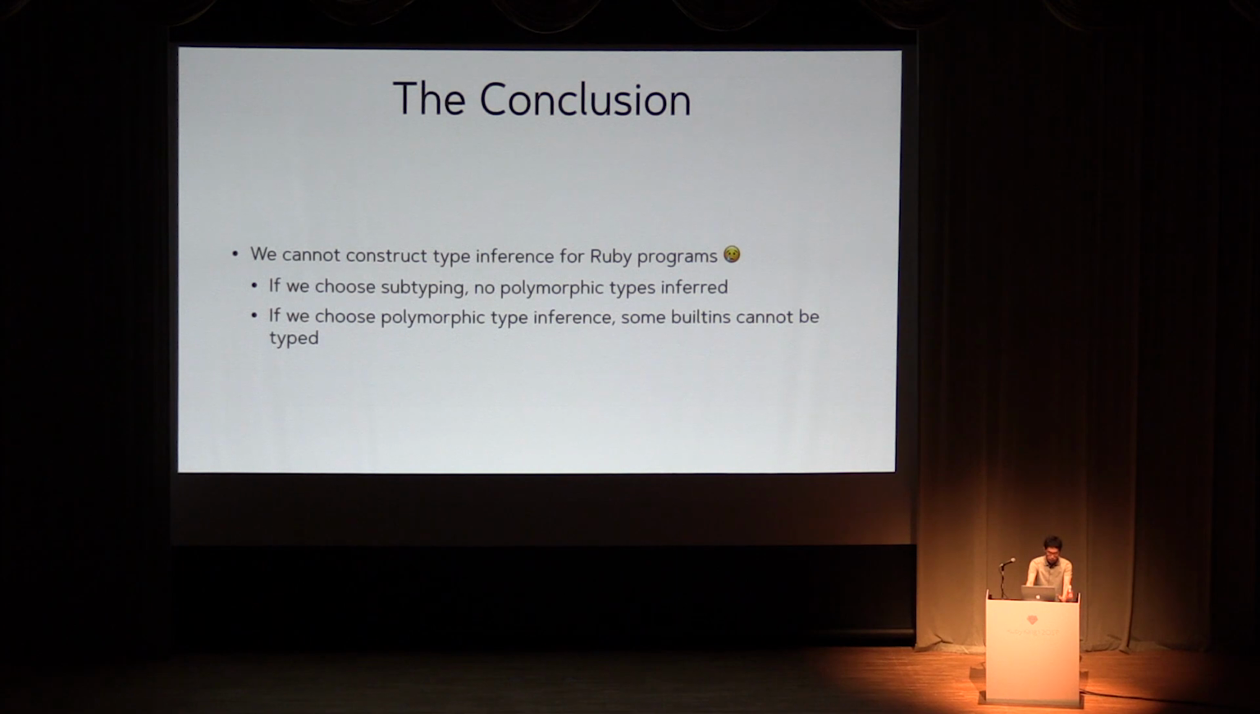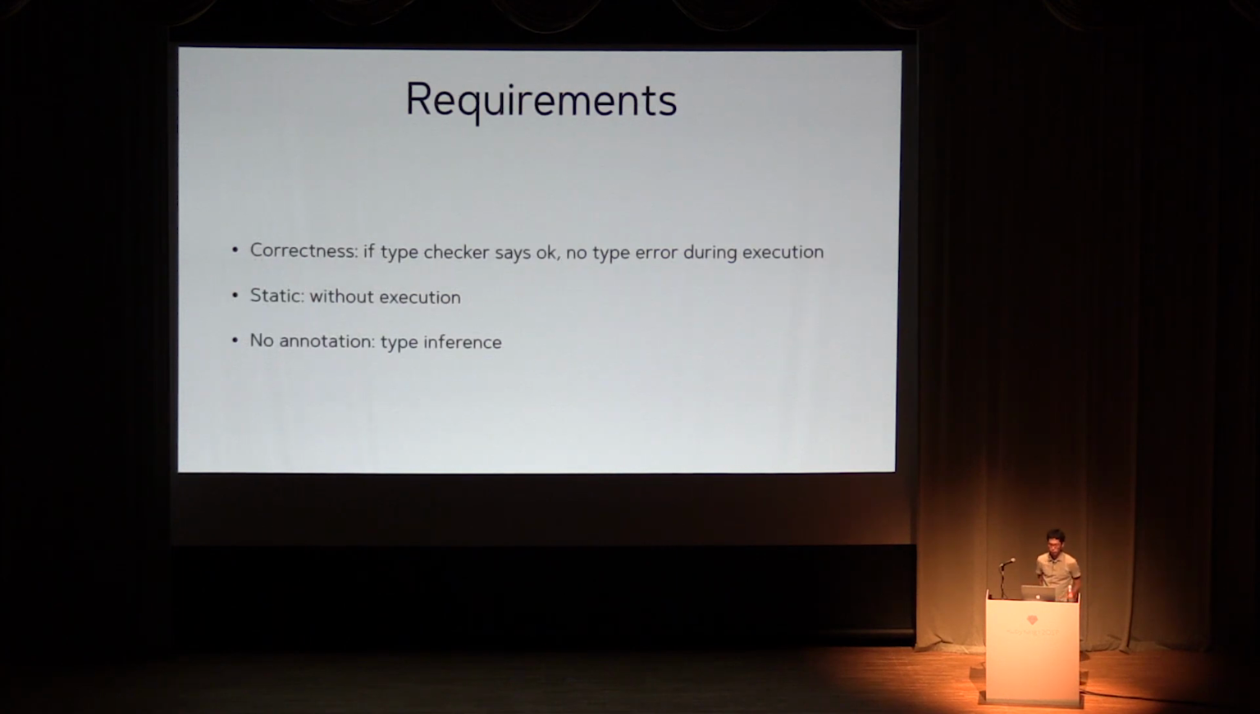So let's double check the problem. When we are talking about type checking, we implicitly have 3 requirements: correctness, static, and no annotations. Usually we want a type checker to be correct. The correctness of a type checker is that if the type checker says the program is OK, then when we execute the program, no method errors or argument errors will be raised during the execution.